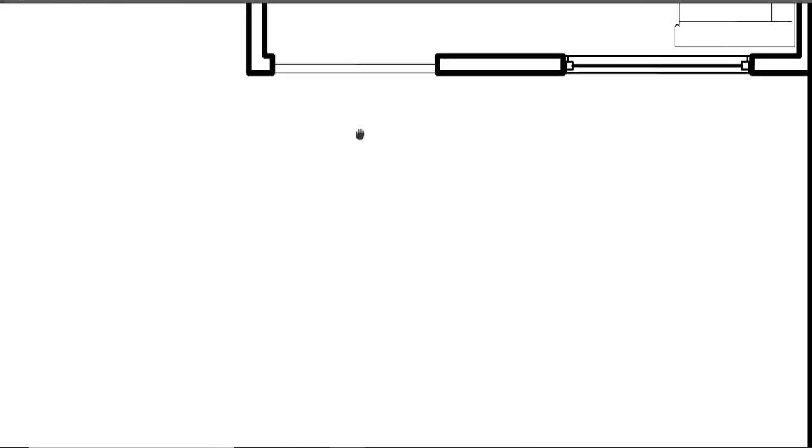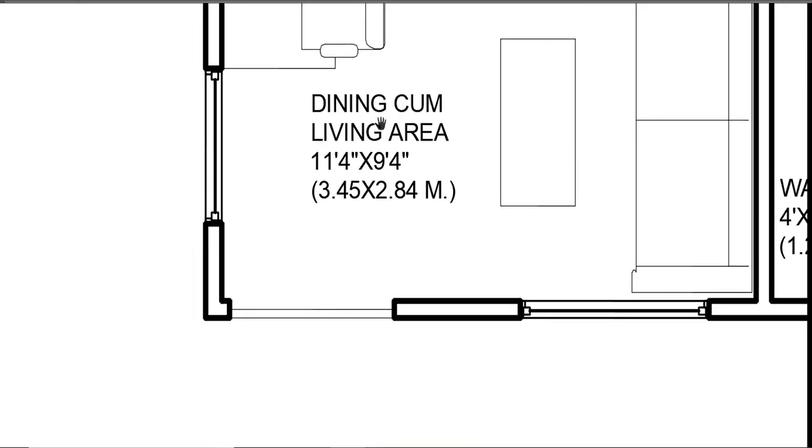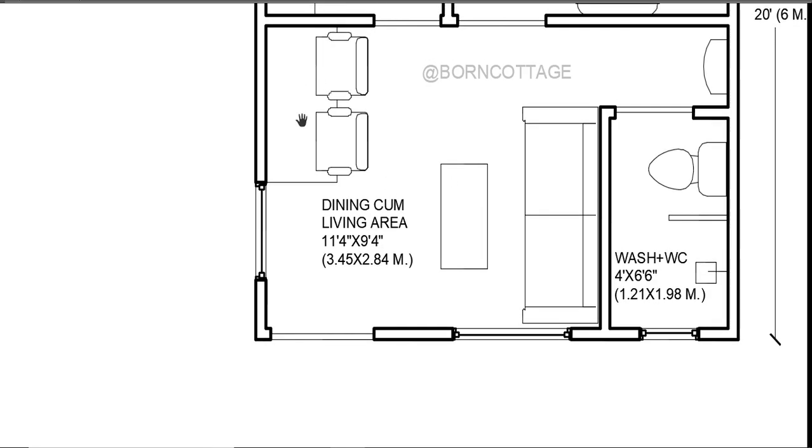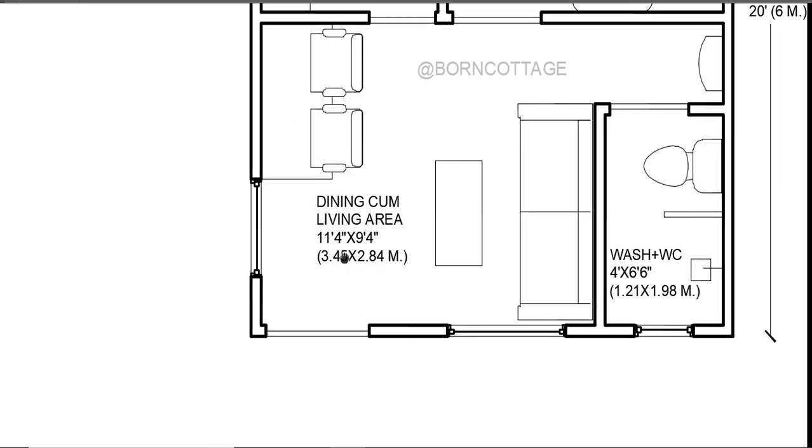In the front we have a sliding door here, and after that we will go inside. So we have a dining cum living area here. The size of the dining cum living area is 11 feet 4 inches into 9 feet 4 inches, in meter 3.45 into 2.84 meter. Here is a sofa arrangement, tea table arrangement, and you can see here the dining table with 2 chairs, and also we have windows for ventilation and light purpose.